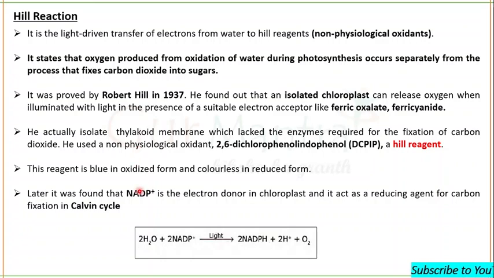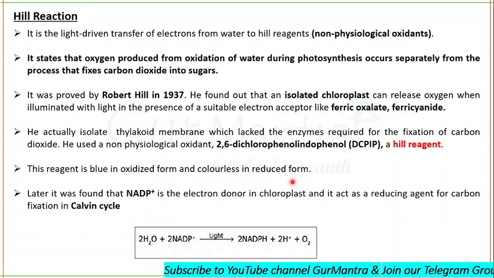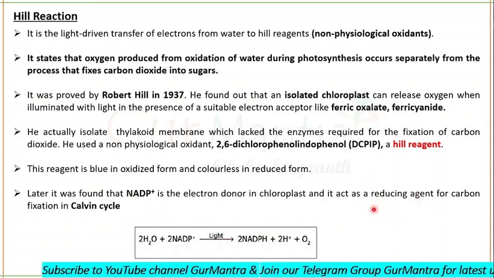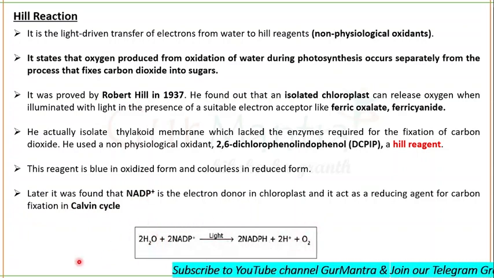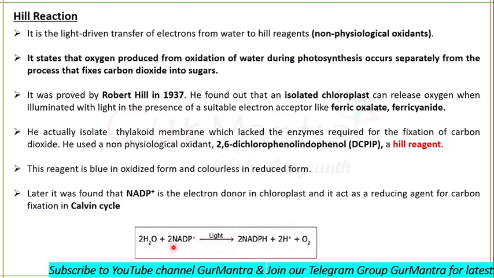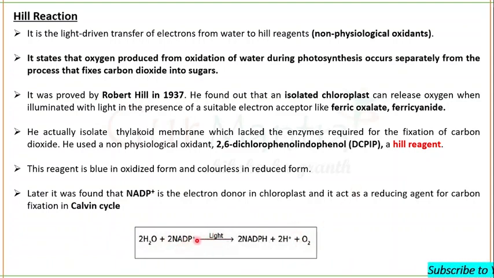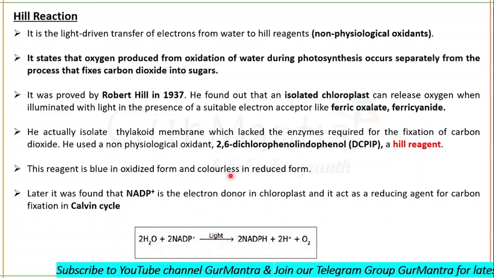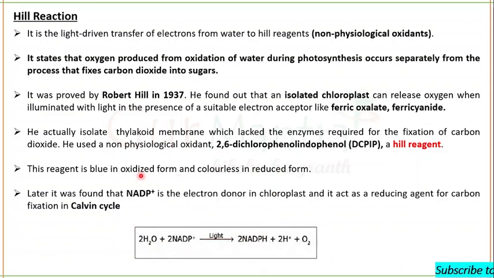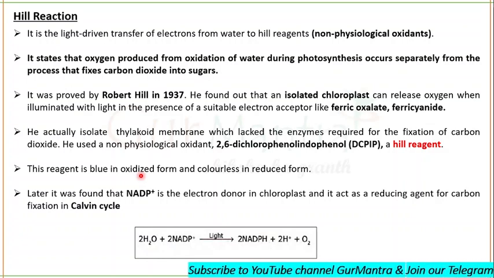Later, it was found out that the electron acceptor in chloroplast is NADP positive, and it acts as a reducing agent for carbon dioxide fixation in the Calvin cycle. This is the Hill reaction in which water molecule will be releasing the oxygen, and 2 NADP positive is reduced to 2 NADPH in the presence of sunlight. This is what you are going to see in the light reactions as well. We are not going to talk about light reaction in this lecture. We will be talking about light reactions in our very next lecture.